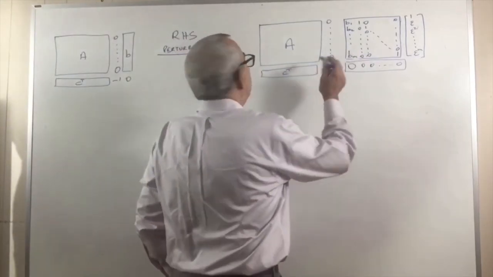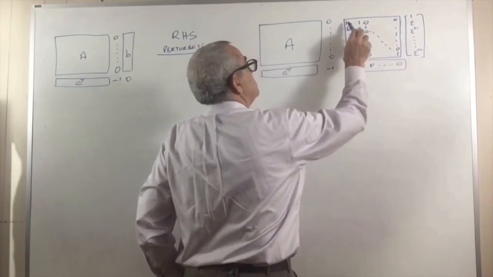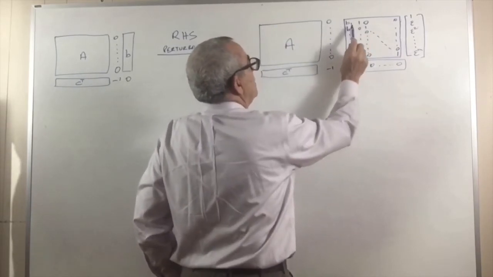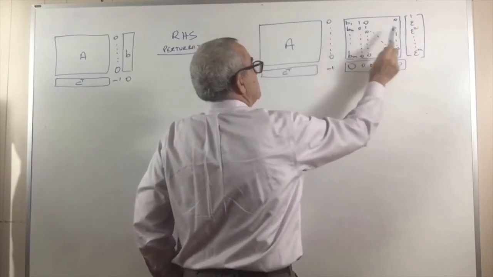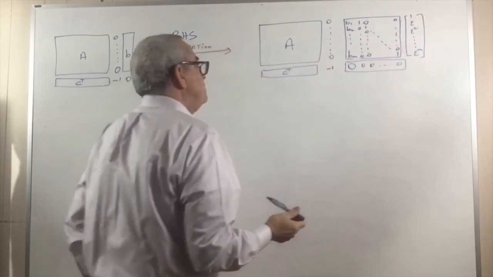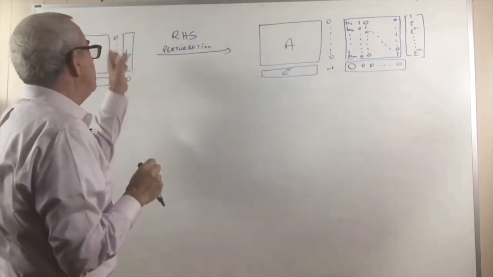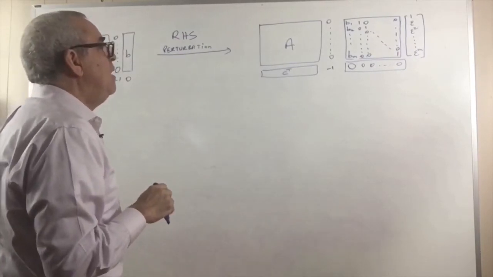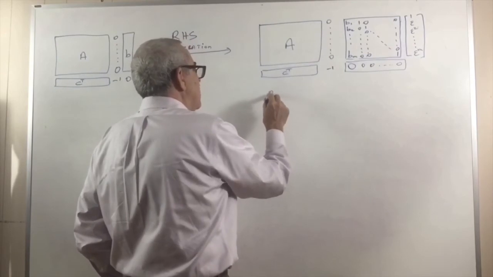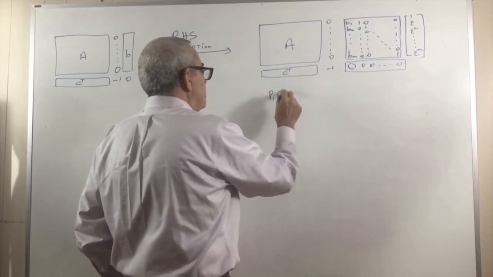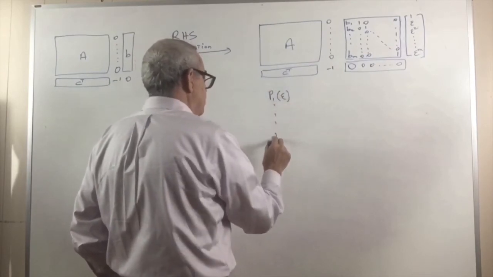I'm going to replace the first element, b1, by a polynomial in epsilon, which is b1 plus epsilon. Second row is b2 plus epsilon squared, and so on. So I made a slight perturbation to the right-hand side. My right-hand side is a polynomial of epsilon. So I have m of these polynomials.